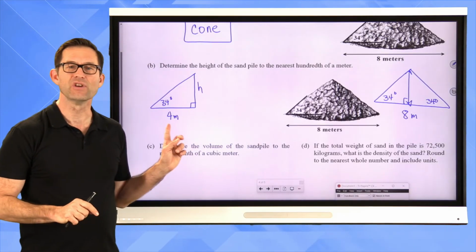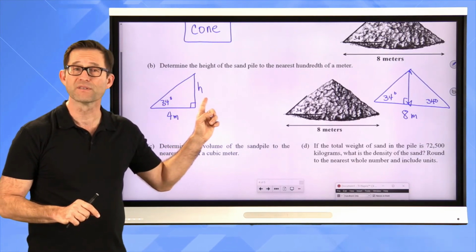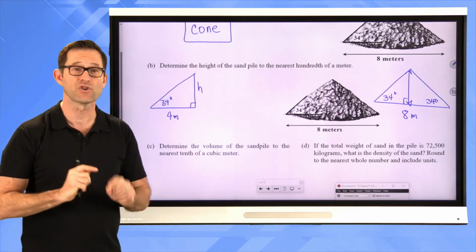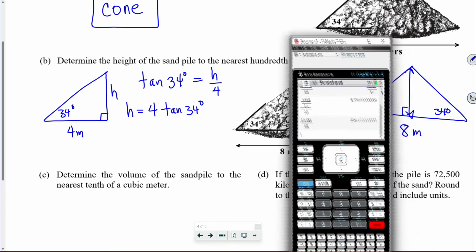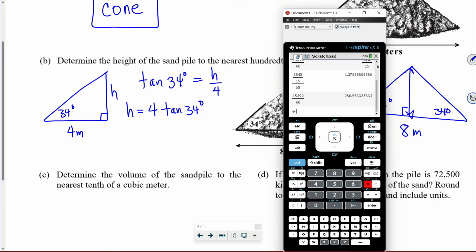Now I've got the side that's adjacent to the 34 degrees. I'm looking for the opposite side. Opposite and adjacent is the tangent ratio. So I can say that the tangent of 34 degrees is equal to h divided by 4, and h will be 4 times the tangent of 34. So let's now figure out what the height of my sand pile is. 4 times tangent of 34. Been a little while since we've used the tangent, and h equals 2.698, so that's 2.70 meters.